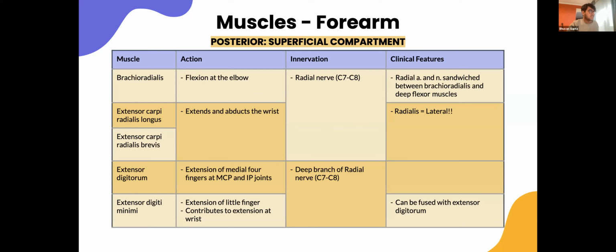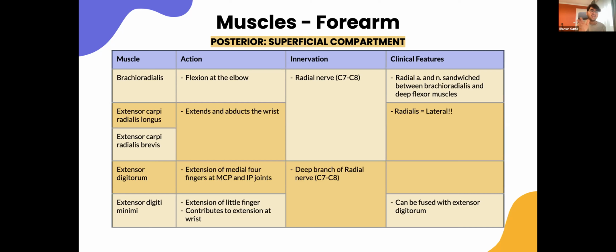Now we're going to the posterior. Again, there's a lot of muscles here. But these are also sort of good because their innervation is shared. So our radial nerve innervates the brachioradialis, carpi radialis longus, and also the carpi radialis brevis. The extensor digitorum, that's going to extend our digits, and the extensor digiti minimi, sorry. Again, that's our pinky finger extension.